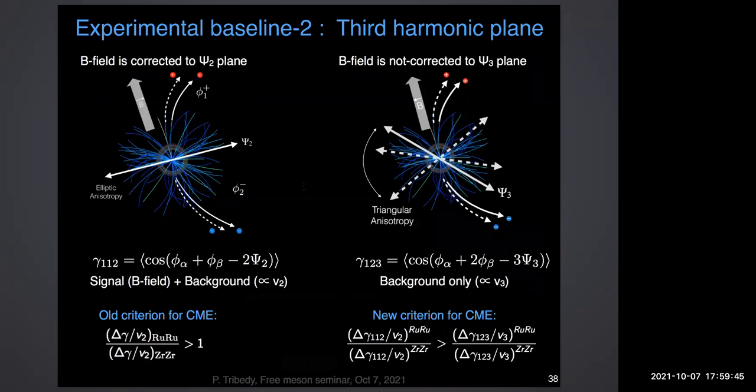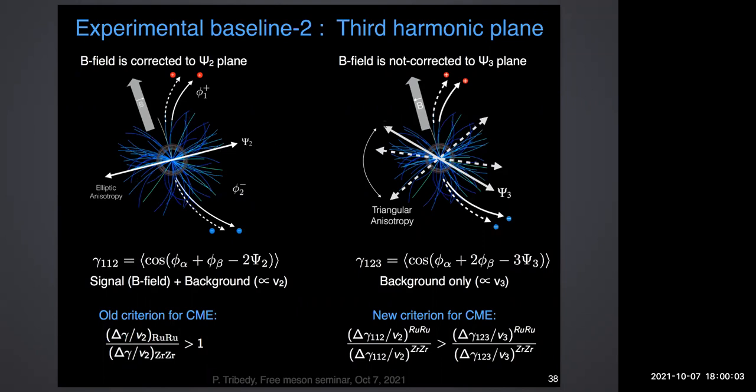Let's do another thing, okay? Very much along the same logic that I had. This is our conventional measurement, charge separation across magnetic field. And why do we know it is correlated to magnetic field? Because we are measuring elliptic anisotropy. We know they are correlated.